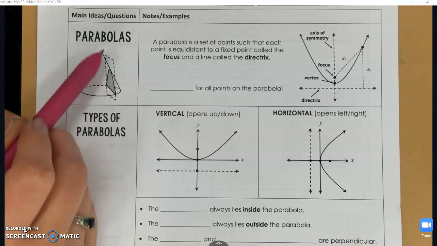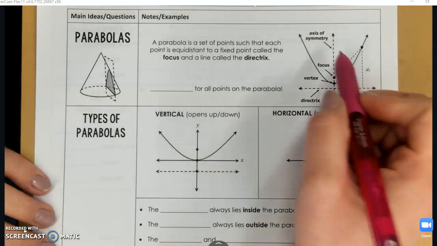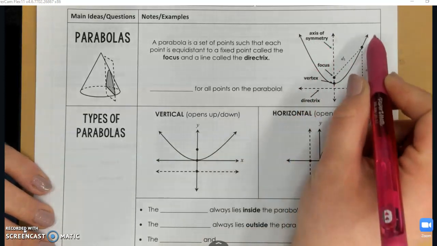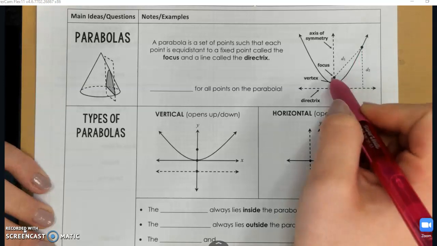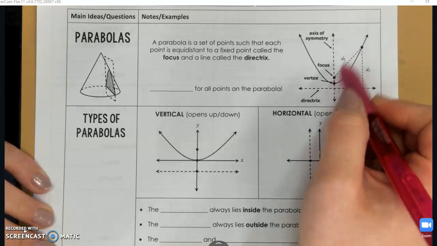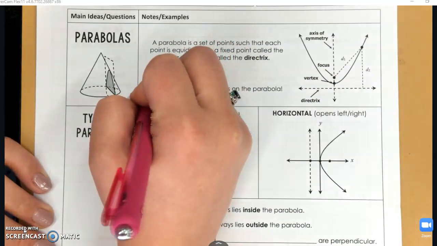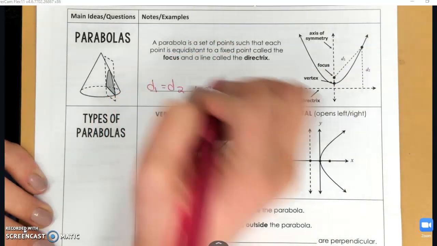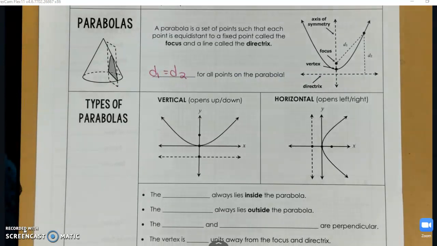Remember, a parabola is when I am taking that vertical plane through my cone, and it is all the points that are an equal distance from a focus and a directrix. So that D1 is the distance from the focus to the point, and D2 is the distance from the directrix to that point. For all points on my parabola, those two distances are the same. So let's talk about some important pieces and terms for both vertical and horizontal parabolas.